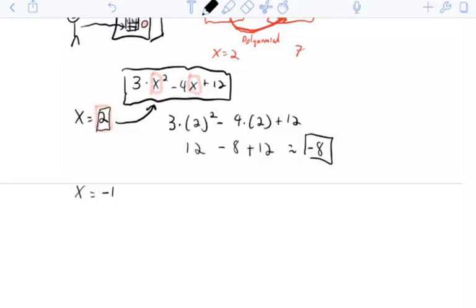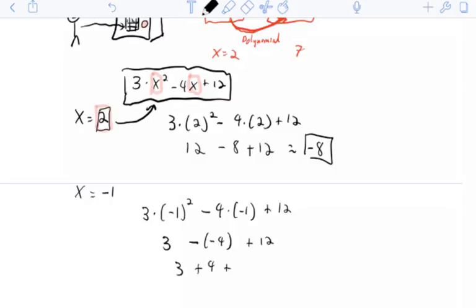So this becomes 3 times minus 1 squared minus 4 times minus 1 plus 12. Minus 1 squared is 1, so this first term becomes 3. Let me write this as minus 4 plus 12, so this becomes 3 plus 4 plus 12, which is equal to 19. For the input minus 1, the output of the polynomial is 19.